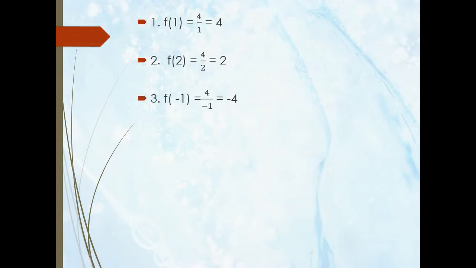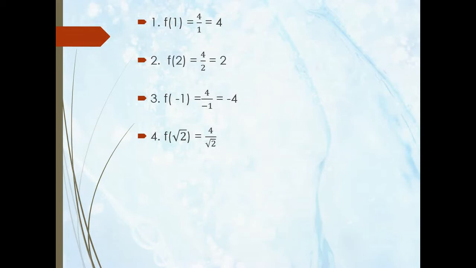For number 1, f of 1 is equal to 4 over 1. That means the answer is 4. For number 2, f of 2 is equal to 4 over 2, which means the answer is 2. For number 3, f of negative 1 is equal to 4 over negative 1, which means that the answer is negative 4.